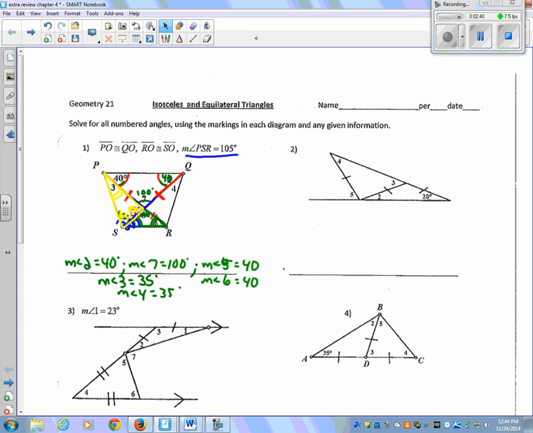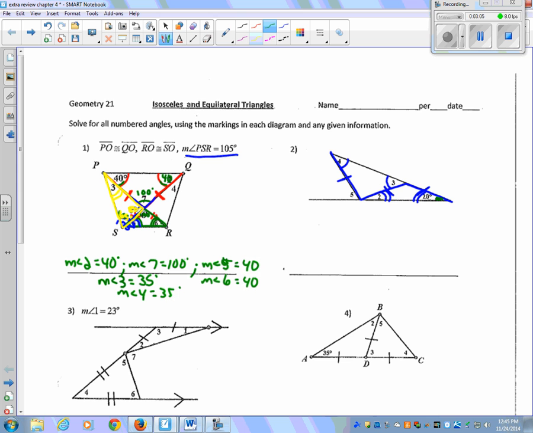Okay, let's move on to number 2. We've got, again, an isosceles triangle here. These two sides are congruent, which makes these two angles congruent. And then this direction, we've got another isosceles triangle. So these two angles are congruent. Again, doesn't mean all four angles are congruent. Just within each triangle, there's some congruence.